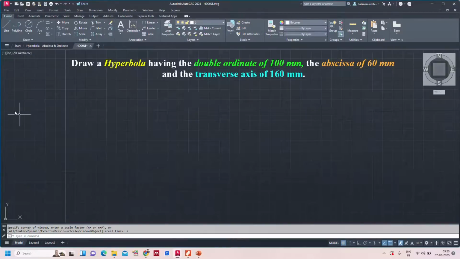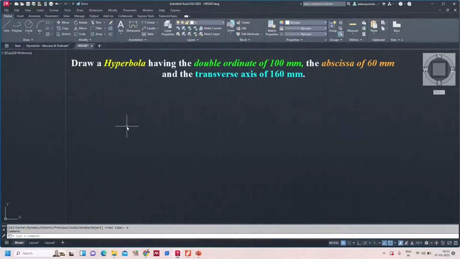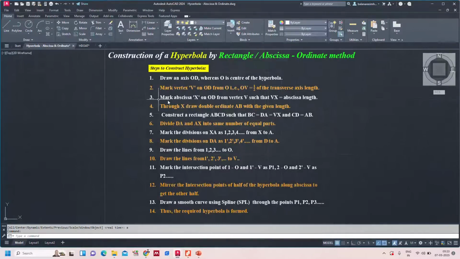First let us take the procedure. Draw an axis OD where O is the center of the hyperbola. Let me draw a normal line, just a normal one. I am making that 60. This is O, and normally I am giving D. Next, mark vertex V on OD from O, that is OV equals half of the transverse axis length.